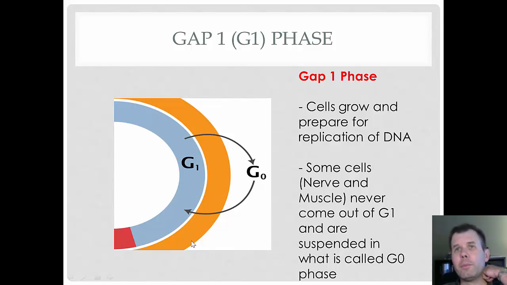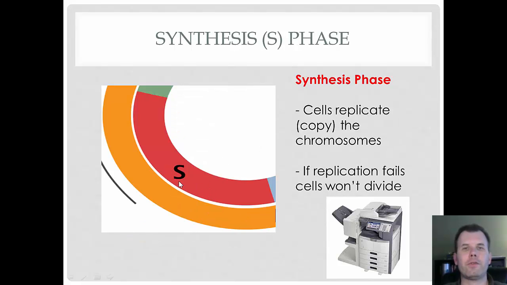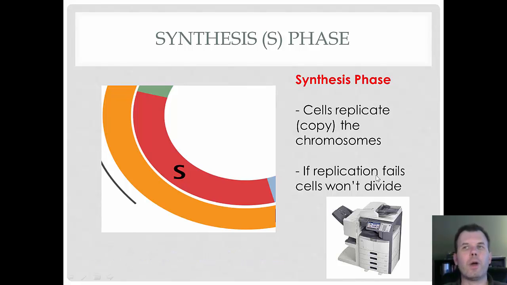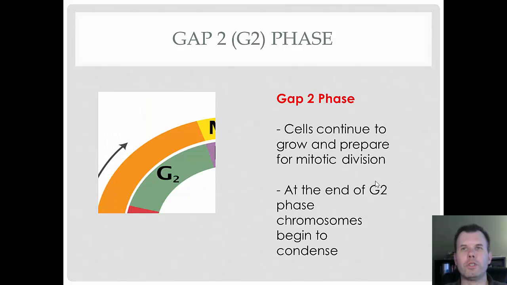Okay? But any other body cell actually goes through the G1 and then enters into the second phase, which is called the S phase, or the synthesis phase. And this is where you have that semi-conservative replication. And so the DNA divides itself from 1 to 2. Okay? And you replicate or copy your chromosomes. So think of your Xerox copier here. And if replication doesn't work, your cells won't divide. So if you don't get full replication, or if it only does half of it, the cell will not continue on. So it has to replicate completely in order for the cell to divide through mitosis. And we'll talk about that more in just a second.